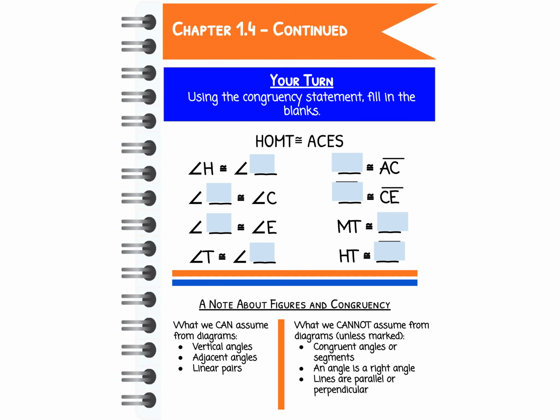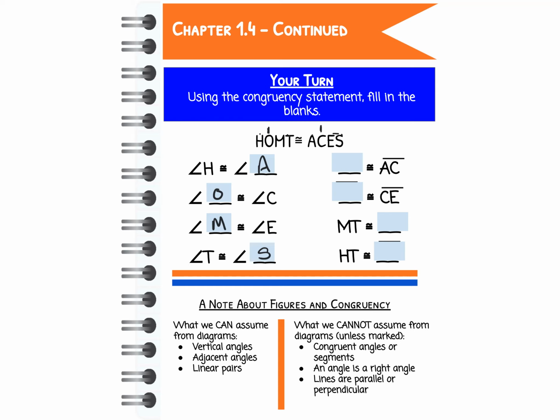All right, so let's take a look at this one. So we're going to fill in the congruency statements here. We have HOMT is congruent to ACES. So angle H matches up with angle A because they're both the first letter. Then what angle matches up with C? Well, C is the second letter, so I need to match it up with the second letter. So that'd be angle O. What matches up with E is M. And then what matches up with T is S. So the fourth letter and the fourth letter.